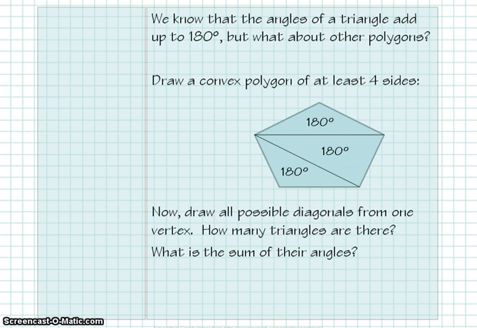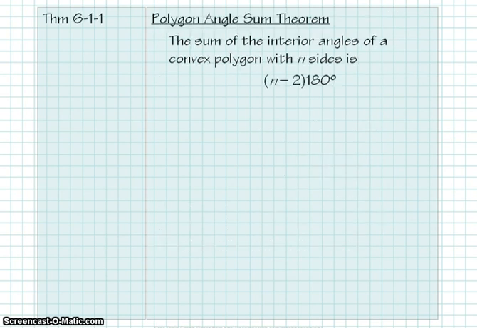Okay, so the sum of the angles of my pentagon here is 540 degrees, which gives us our angle sum theorem for a polygon. Essentially, if I've got n sides, then the sum of the interior angles is going to be n minus 2 times 180. We had 5 sides. 5 minus 2 is 3. 3 times 180 was 540. So that's how that works.